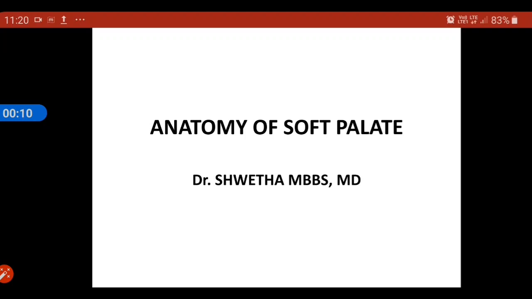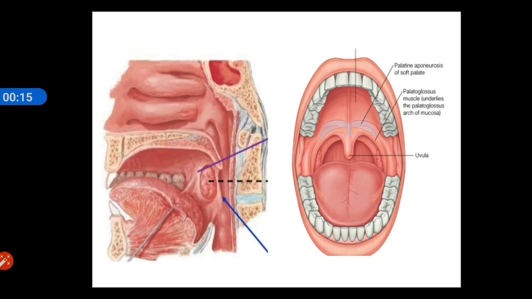Hello everyone. Today we'll discuss the anatomy of the soft palate. The soft palate is a fibromusculoglandular curtain. So this is the soft palate, which hangs from the posterior margin of the hard palate.